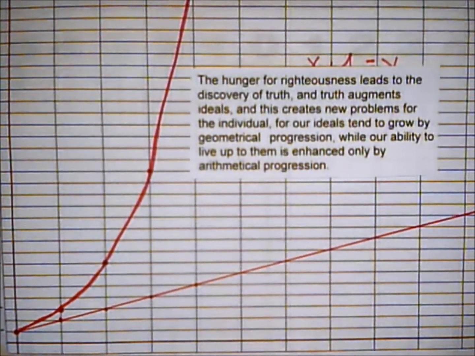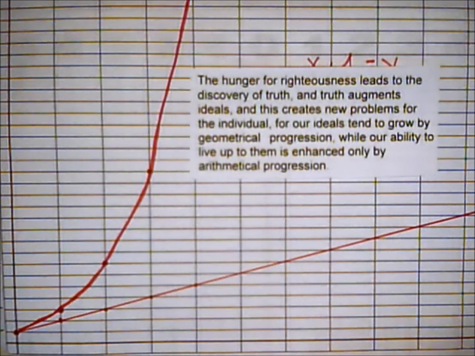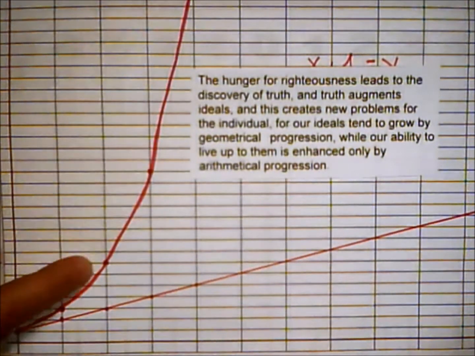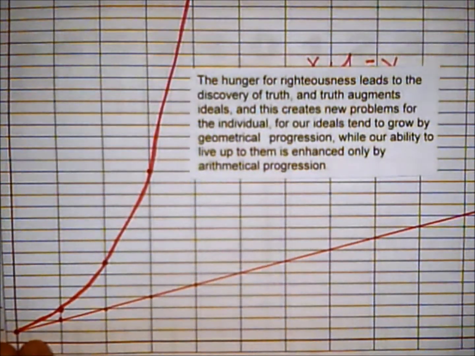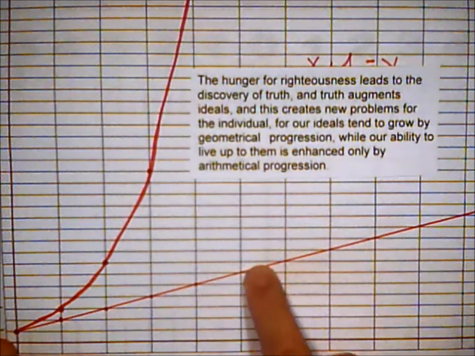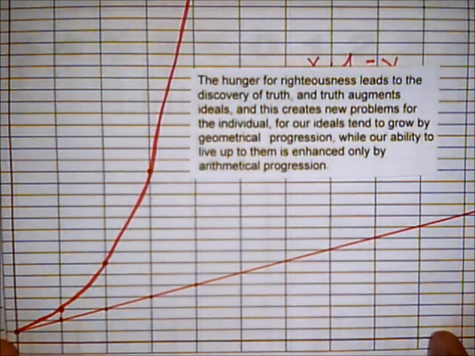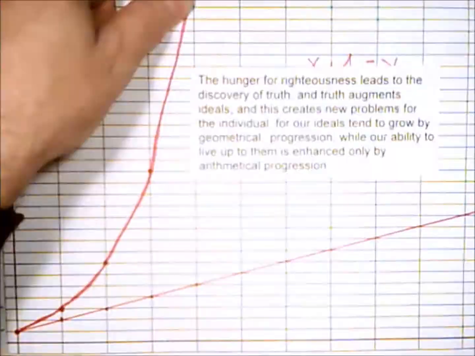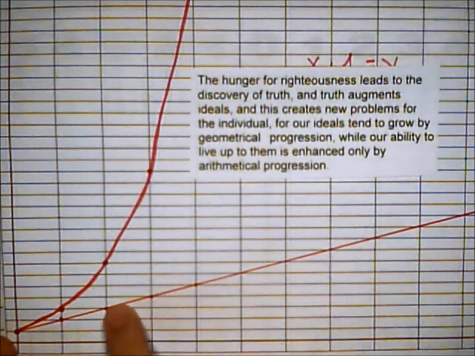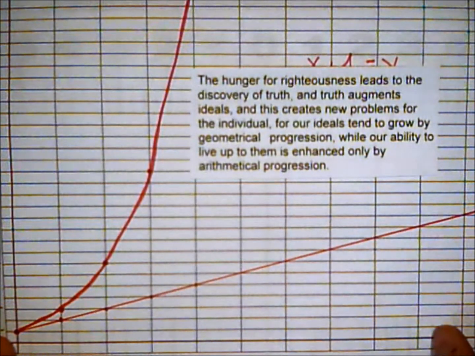The hunger for righteousness leads to the discovery of truth, and truth augments ideals, and this creates new problems for the individual, for our ideals tend to grow by geometrical progression, while our ability to live up to them is enhanced only by arithmetical progression. Okay? Our ideals grow by geometric progression, but our ability to implement them in our lives grows by arithmetic progression.